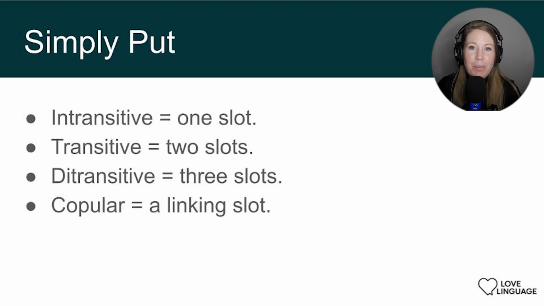Here's a quick way to remember valency. If it's an intransitive verb, it has one slot. It requires one thing, which is the subject. If it's a transitive verb, it has 2 slots. It requires 2 things, a subject and a direct object. If it's a ditransitive verb, it has 3 slots. It requires 3 things, a subject, an indirect object, and a direct object. And if it's a copular verb, it has a linking slot, which requires a subject plus a complement.